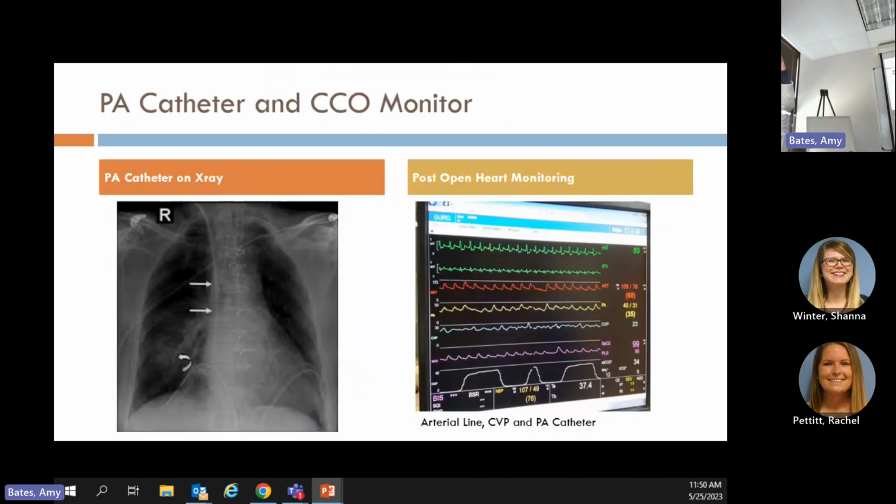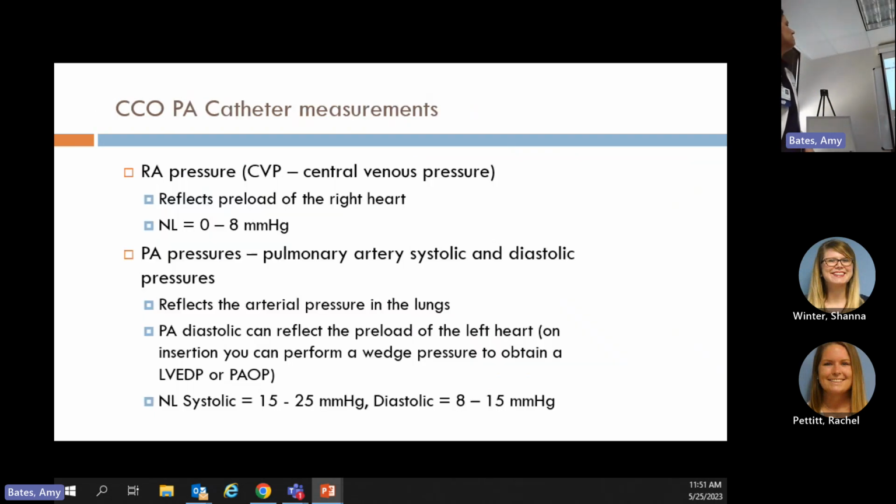This is what it looks like on x-rays. You'll see the PA catheter come down and loop around. And this is the screen that we look at when we're doing post-open heart monitoring, let's say. So we have your EKG, art line, PA pressure, CV pressure. So we can monitor it beat by beat and change hemodynamics that way.